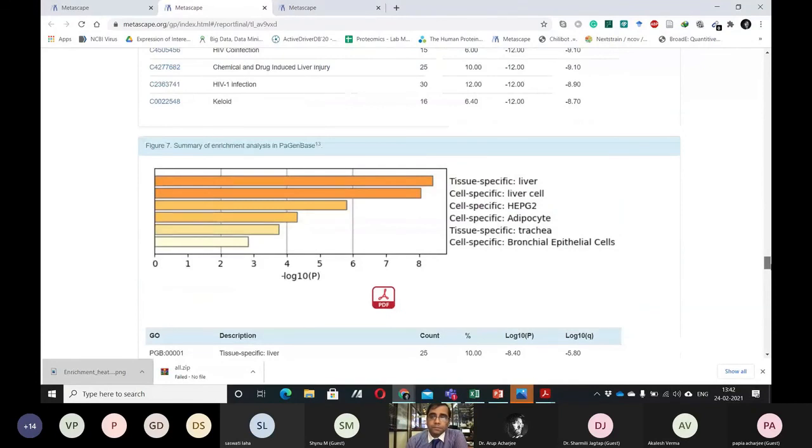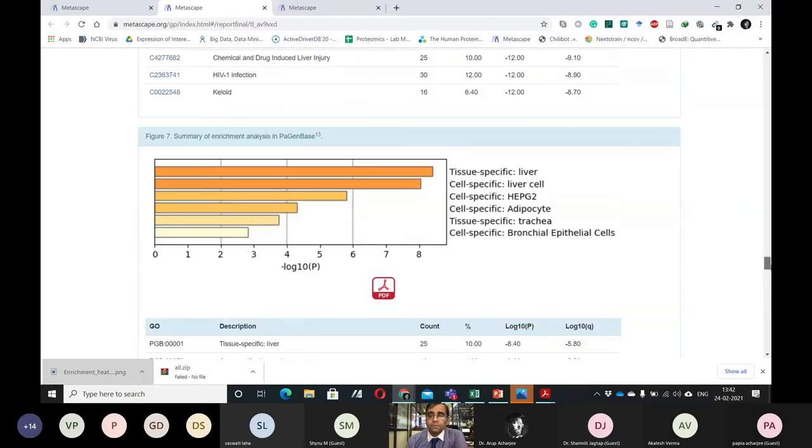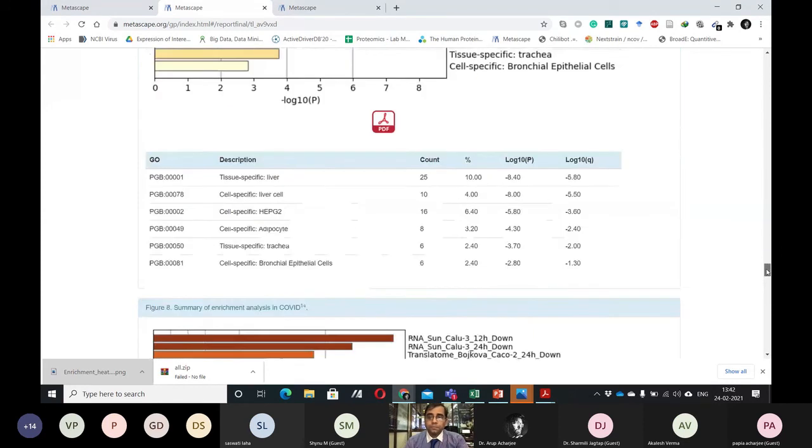And this is the PaGenBase database, which shows where these proteins came from. So if you talk of tissue, most of them originate in liver. If you talk of cell-specific, you see there are the bronchial epithelial cells and trachea. So you get a hint that these might be from nasopharyngeal swabs. So this is how Metascape works.